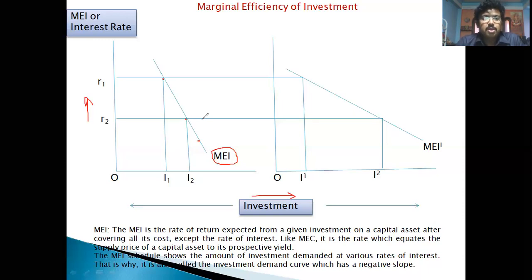Okay, now look, if the investment is not responsive to the market rate of interest, then the MEI curve will be a line parallel to the vertical axis, if the investment is inelastic to the market rate of interest. But if the investment is more elastic, more responsive to the market rate of interest, then the curve will be flat like this. So look at the difference between the two curves.